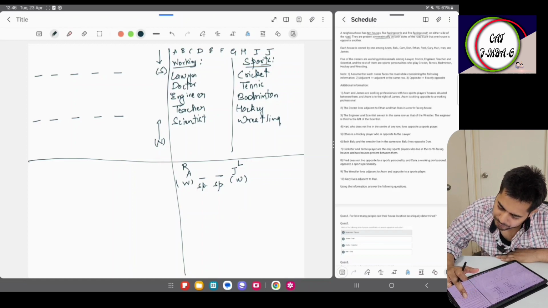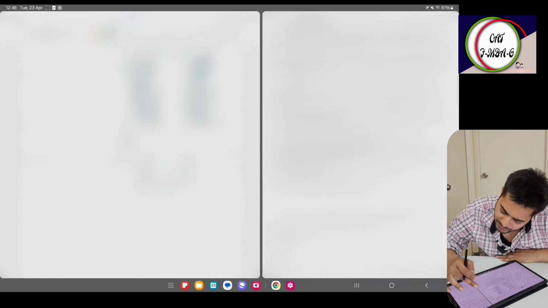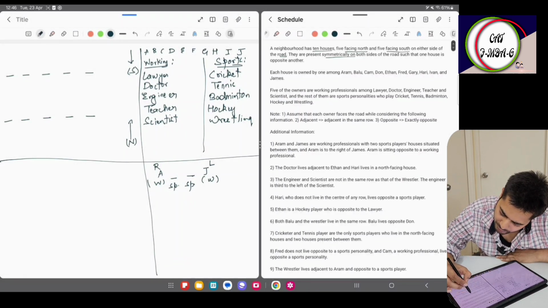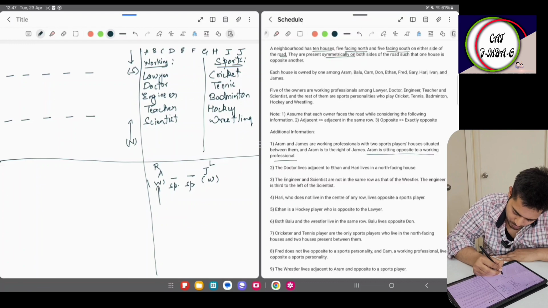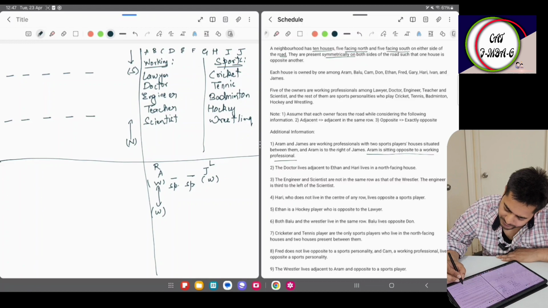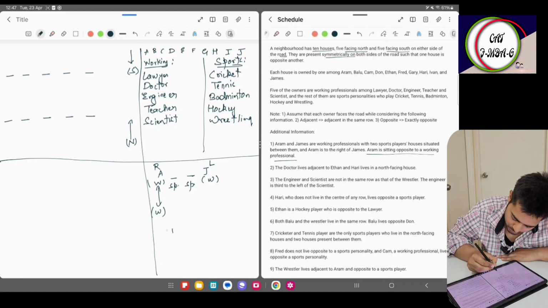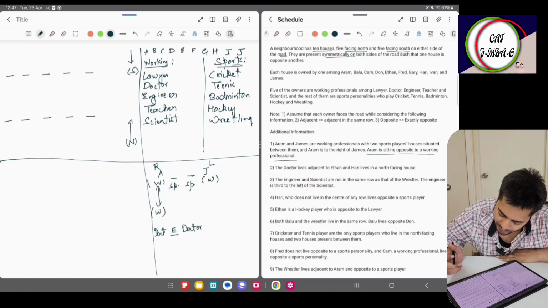Then the doctor lives adjacent. Aram is sitting opposite to a working professional, it is given. So Aram opposite is working. Okay. Doctor lives adjacent to Ethan. Okay. So doctor can be to the right side or left side of E.